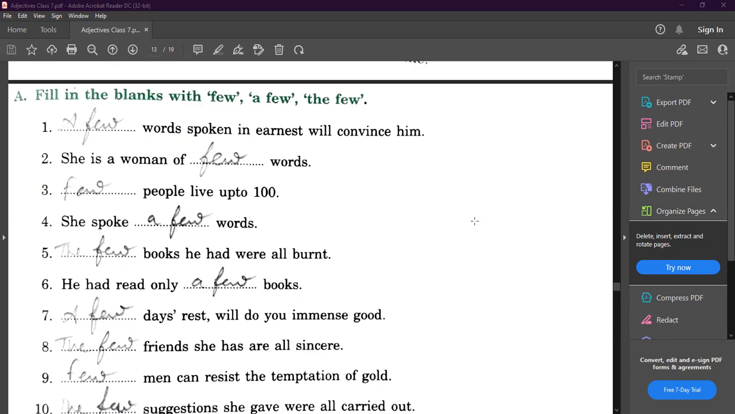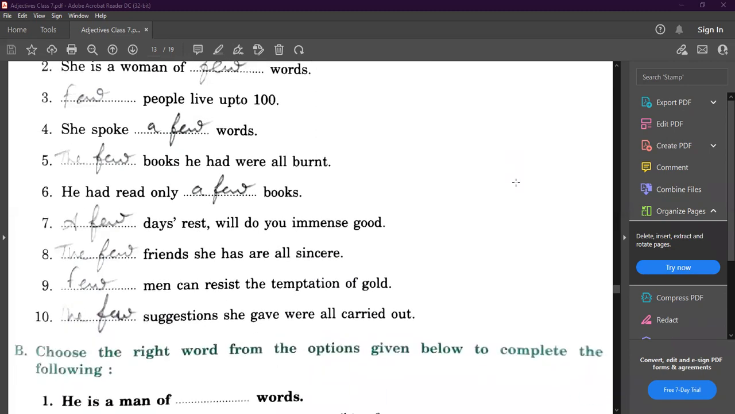Few people live up to 100. She spoke a few words. The few books he had were all burnt. He had read only a few books. A few days' rest will do you immense good. The few friends she has are all sincere. Few men can resist the temptation of gold. The few suggestions she gave were all carried out.